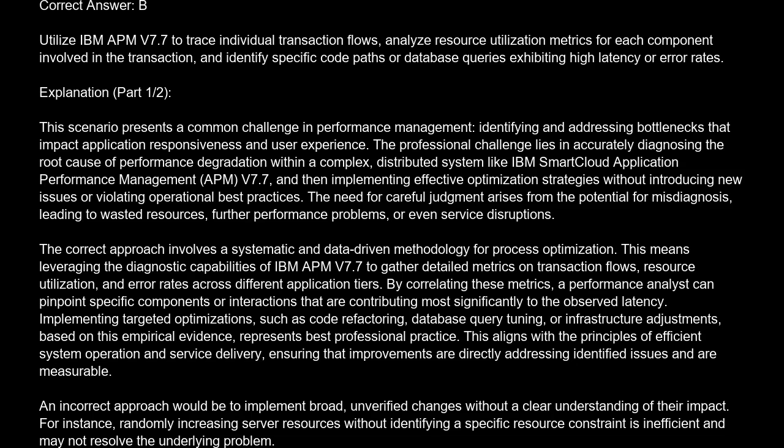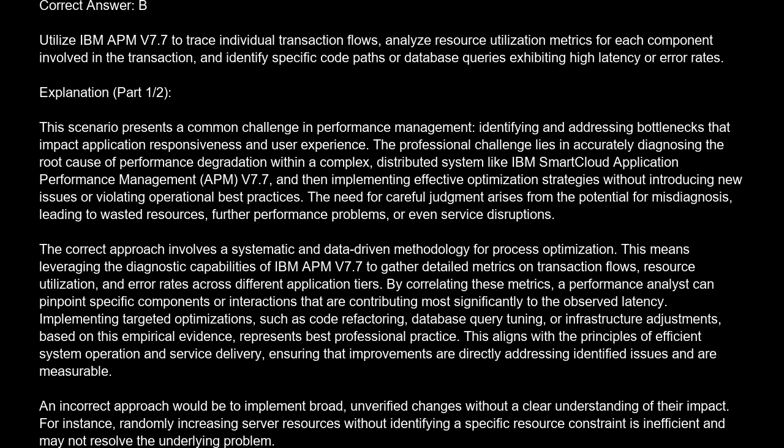The correct answer is B. Utilize IBM APM v7.7 to trace individual transaction flows, analyze resource utilization metrics for each component involved in the transaction, and identify specific code paths or database queries exhibiting high latency or error rates.